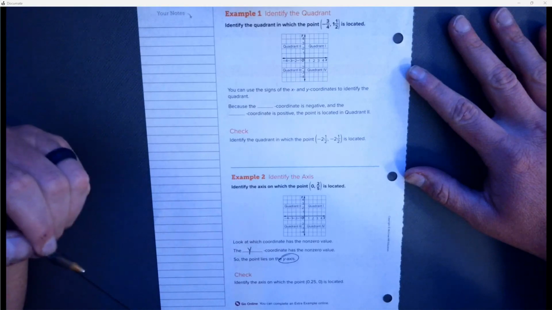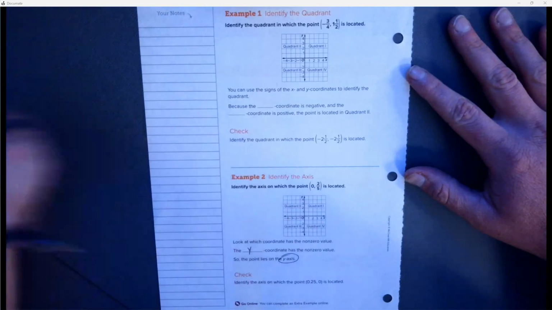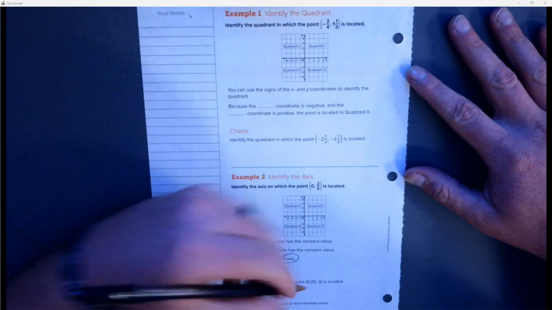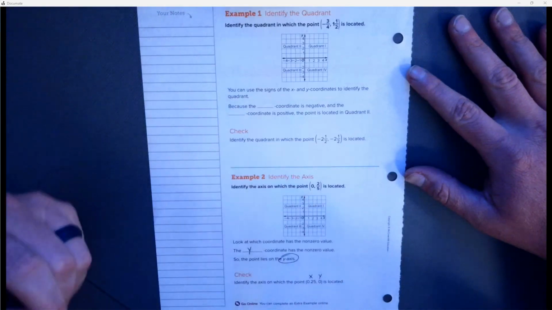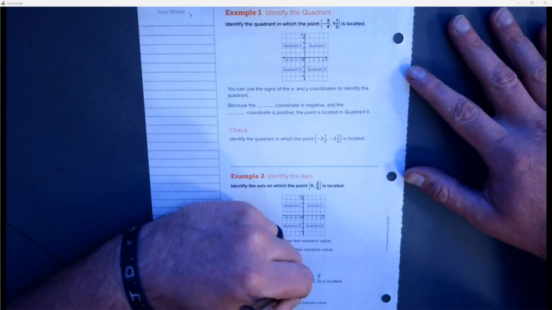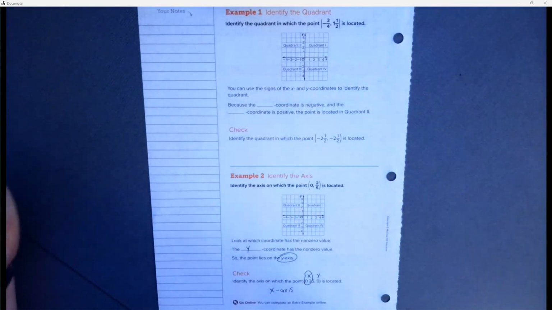Check problem, identify the axis on which the point (0.25, 0) is located. Our x has a non-zero value, our y has a 0 value, which tells us it is located on the x-axis. Now let's learn how to identify ordered pairs on page 235.